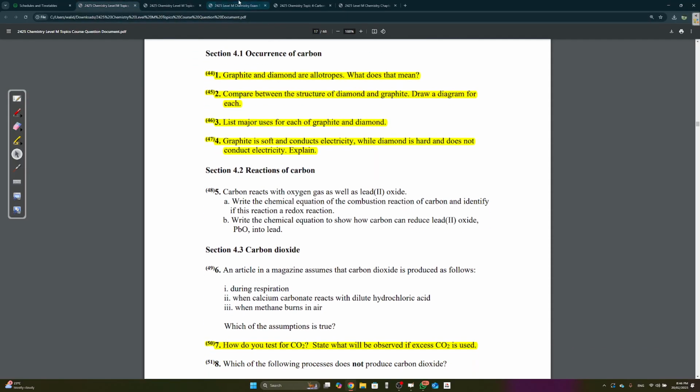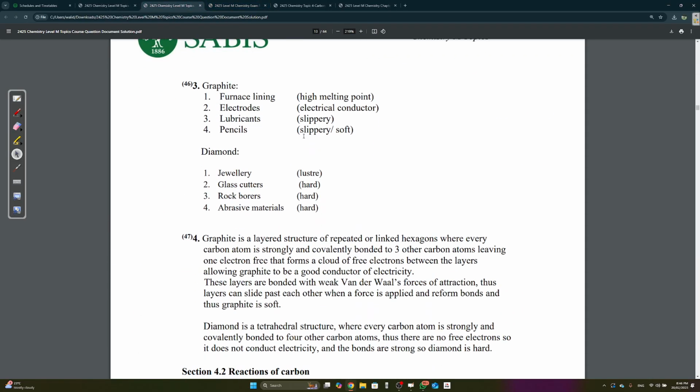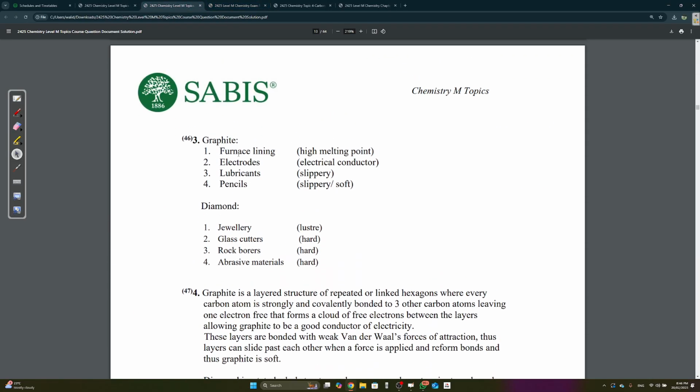List major uses for each of graphite and diamond. This also comes up. Graphite, you need to memorize this. Graphite for furnace lining. Why? For everything there should be an explanation. Why would you put something in a furnace? Because it has a high melting point. Electrodes, because it's an electrical conductor. If you want to use something in an electrode, it should conduct electricity. Common sense. Lubricants, why would you use something as a lube? Slippery. And pencils, because it's also slippery and soft.